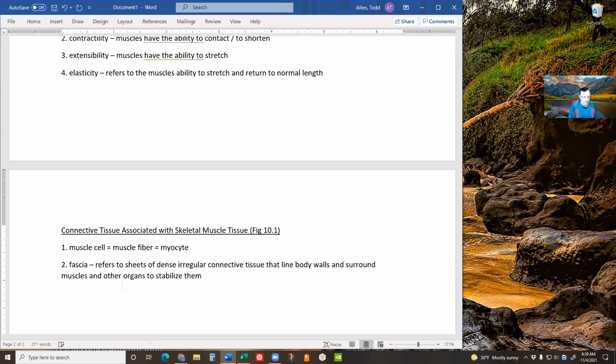Okay, so basically there are 3 layers of fascia that we need to talk about for skeletal muscle, and I'm going to be putting these into your notes and asking you to put an eyeball on them in figure 10.1 as we go through the list here. Fascia layers.